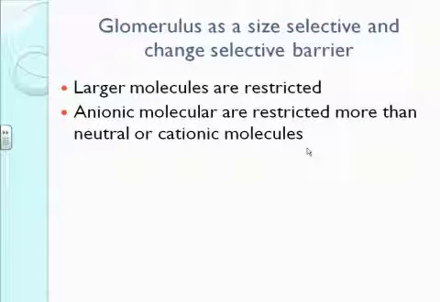Remember, we talked about this in the test as well. The larger molecules are restricted. The negatively charged molecules, which are anionic molecules, are more heavily restricted in comparison to neutral or cationic molecules. So when somebody asks which one filters the most, the answer is the cations are filtered the most, next is neutral, and the last one, least filtered, is the anionic molecules normally.